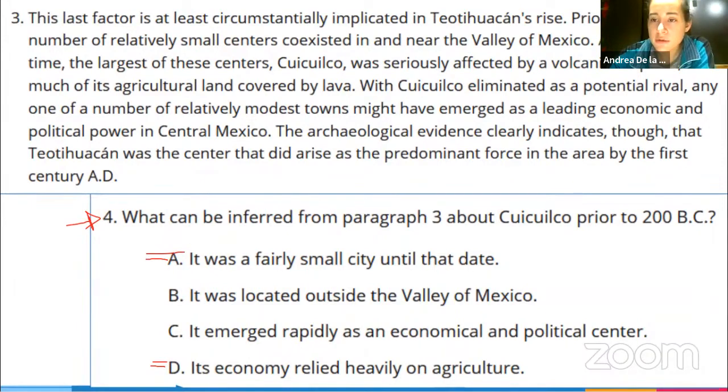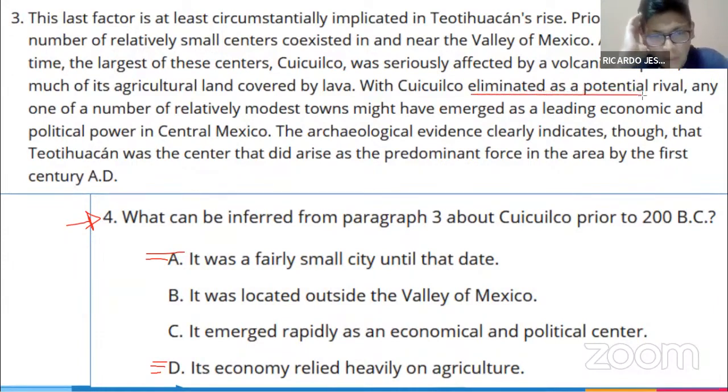Okay. So, Ricardo, can you please tell me why A? Because the paragraph says that this city, Cuicuilco, was eliminated by the lava that emerged. I think it's A, but I have my doubts because the paragraph also says that Cuicuilco was one of the largest centers of the area, and A says small city, so I'm not very sure.